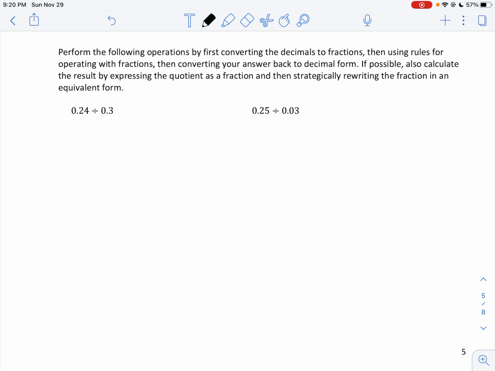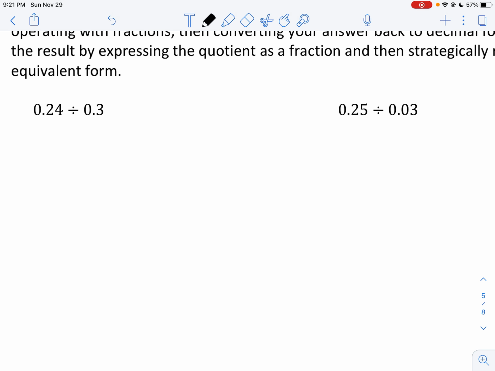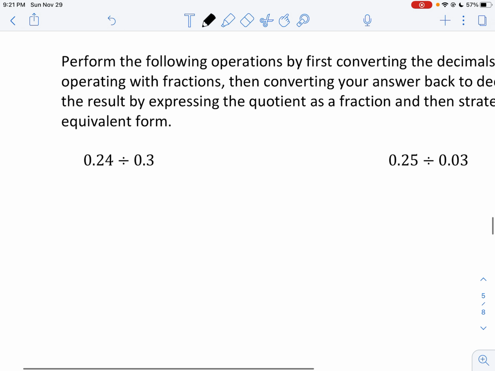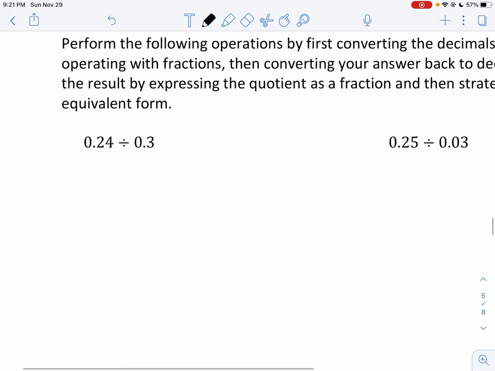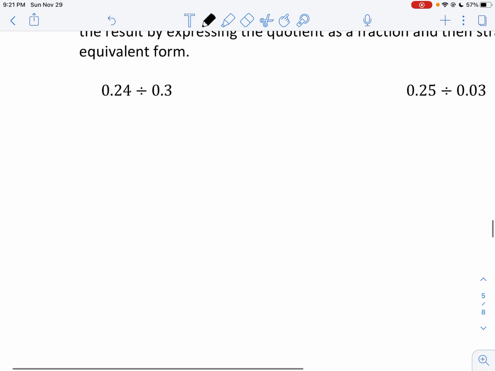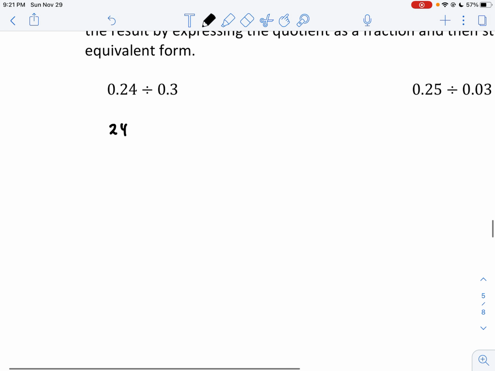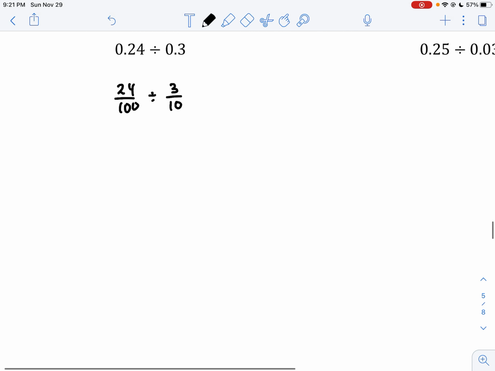And let's do some division. I'm going to show you multiple ways to do the division. One is to do, like we did before, convert these decimals to fractions and then use your rules for working with fractions. Let's do that way first on this one here. So we have 24 hundredths, which is what 0.24 is, and we're going to divide that by 3 tenths. When you divide by a fraction, you instead multiply by the reciprocal.